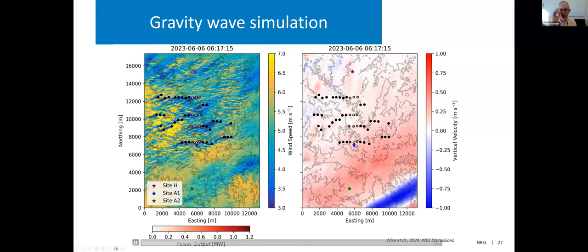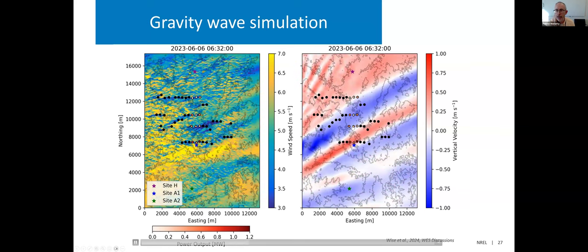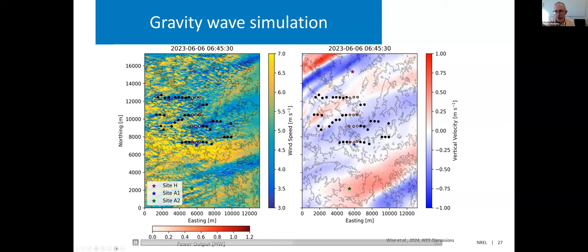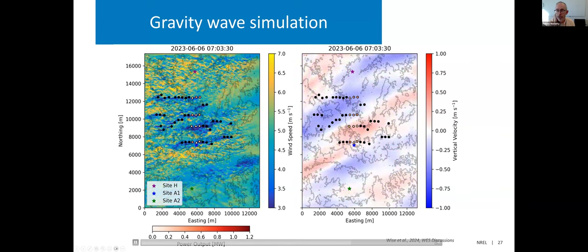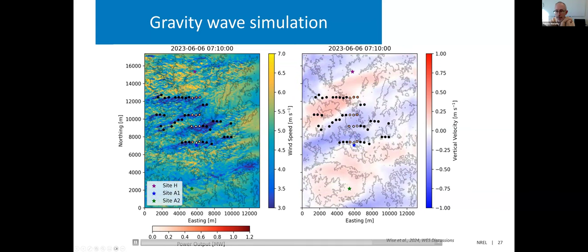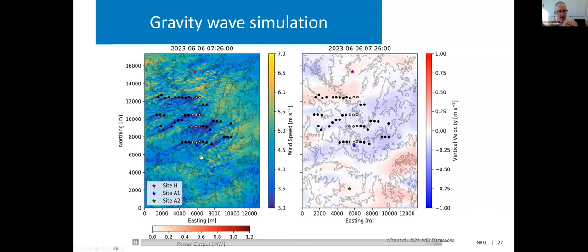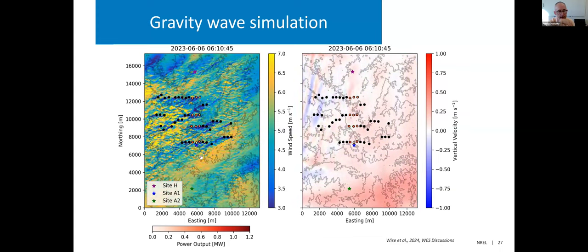So what that showed really is the passage of this gravity wave through the wind farm. You can see the impacts on 12 of these turbines as far as power. So you can see the changing power from the gravity wave. The plot on the right here is the vertical wind speed at 1 kilometer height, whereas the plot on the left here is the mean wind speed at hub height.